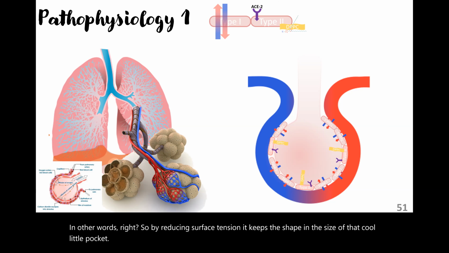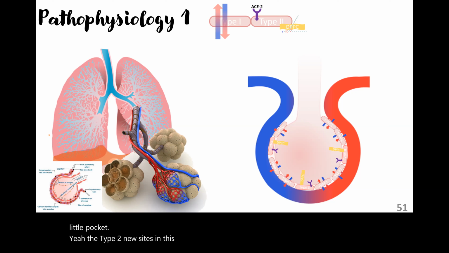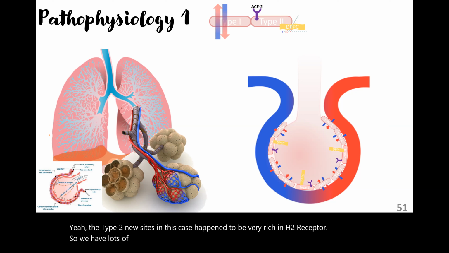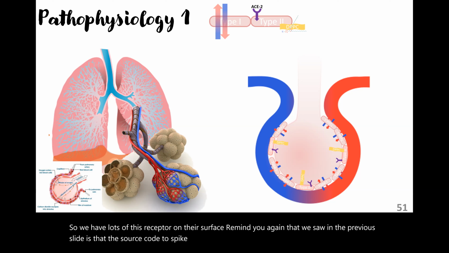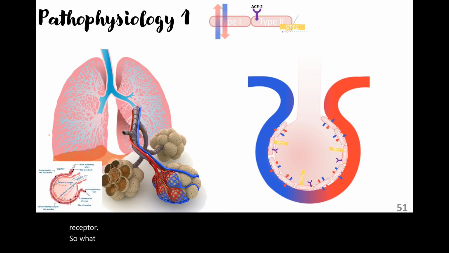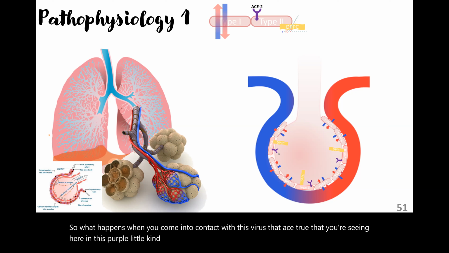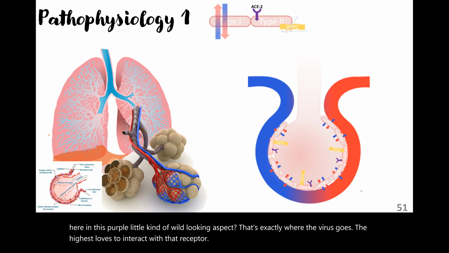Now, the type 2 pneumocytes, in this case, happen to be very rich in ACE2 receptor, okay? So they have lots of the receptor on their surface. Reminding you again that what we saw in the previous slide is that the SARS-CoV-2 spike protein happens to interact with that ACE2 receptor. So what happens when you come into contact with this virus, that ACE2 that you're seeing here in this purple little Y-looking aspect, that's exactly where the virus goes. The virus loves to interact with that receptor, okay, and it becomes attached to it.